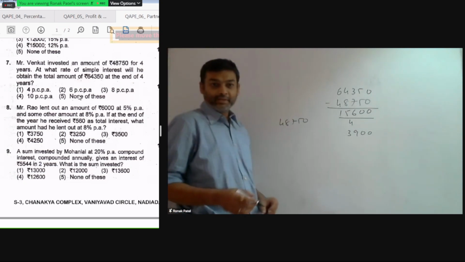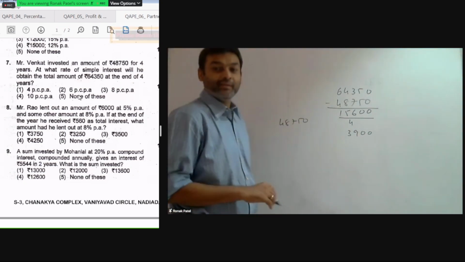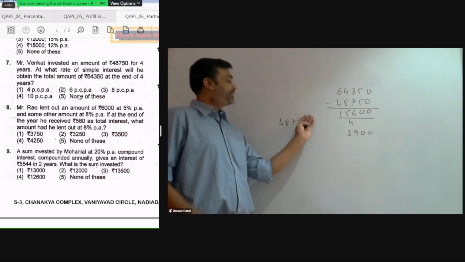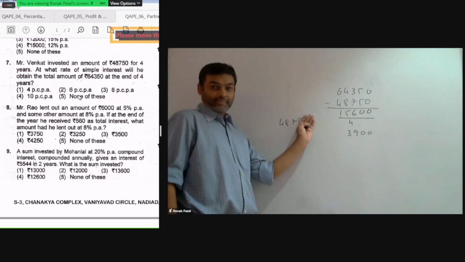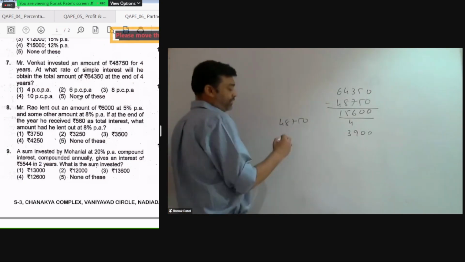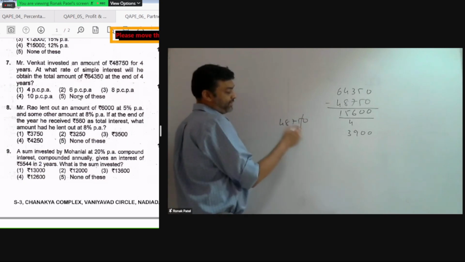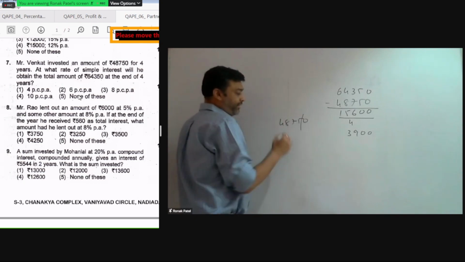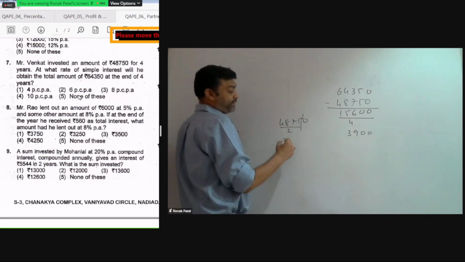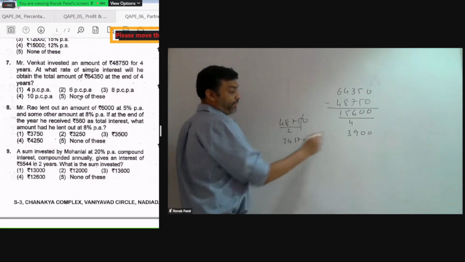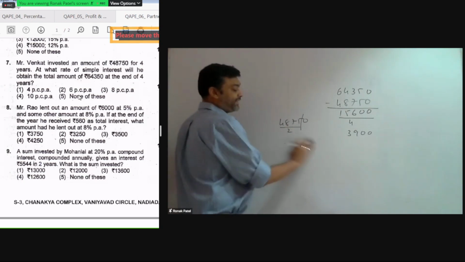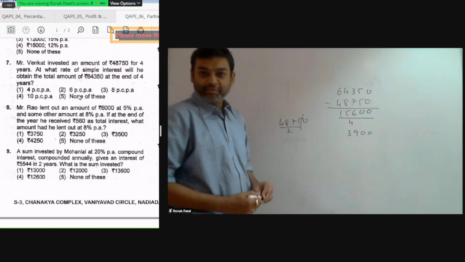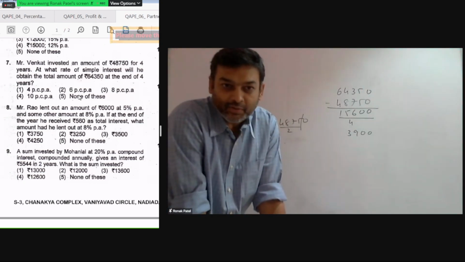So you can use the options, like 4, 6, 8, and 10. It cannot be 10%. Agree? Because 10% must be 4,875, and this is less than that. If I divide it by 2, I get 5%, which is 2,437.5, but this is more than that. So the answer is between 5% and 10%. Which one would you like to select, 6 or 8?